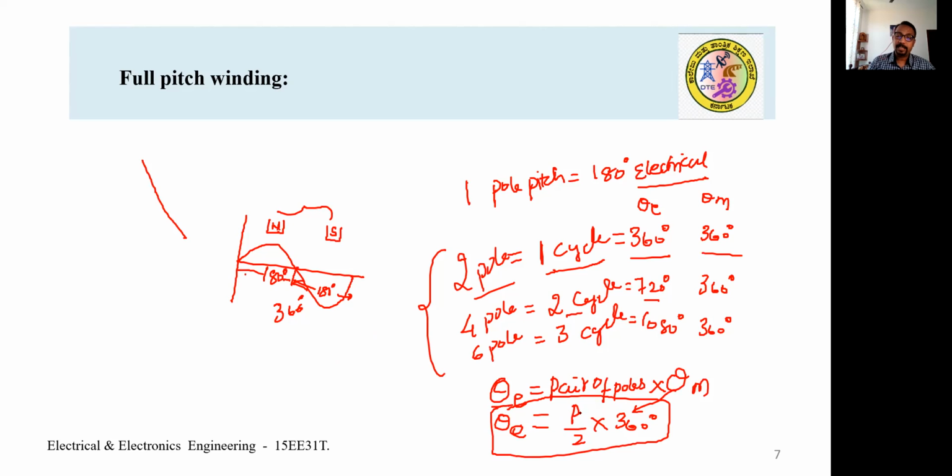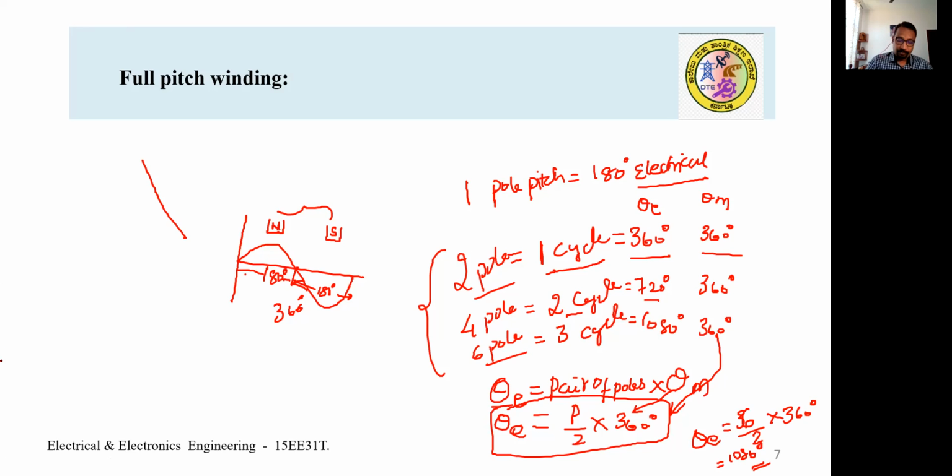So if it is a 6 pole, it is nothing but 3 pairs. For example, if we apply this formula to this condition, we get electrical degrees equal to: 6 poles means 3 pairs, so 6 divided by 2 into 360 degree, we get 1080 degree. So this concept is very important while understanding the relationship between electrical degrees and mechanical degrees.